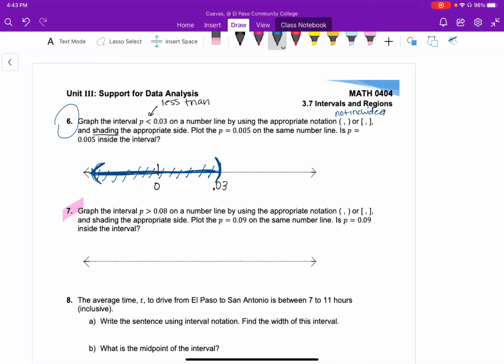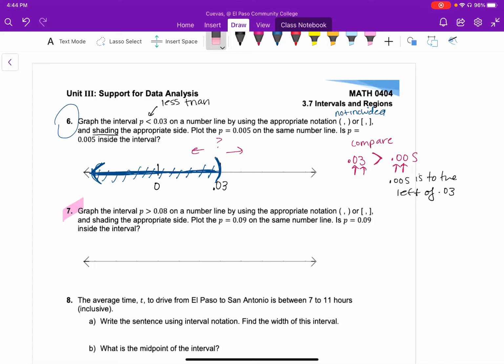Plot the p-value of 0.005. So I want to know if 0.005 is to the right or to the left. That is the question. So let's compare. We're comparing 0.03 to 0.005. Start with the 0, they're the same. Go to this 3, go to this 0, and this is greater. They're positive, so we pick the correct sign, which is 0.03 being greater. That means 0.005 is to the left of 0.03.